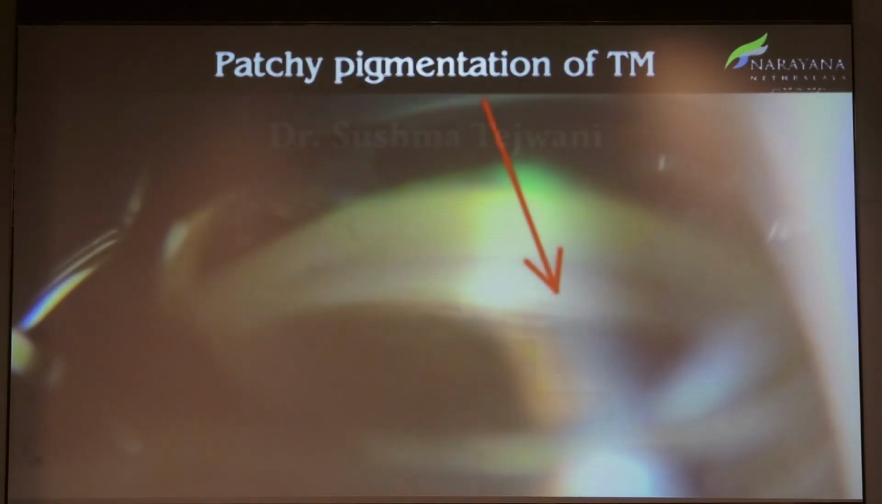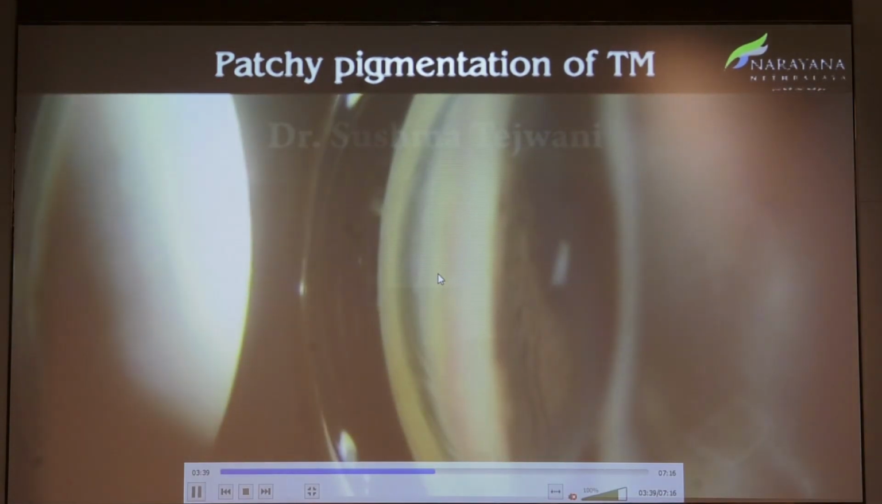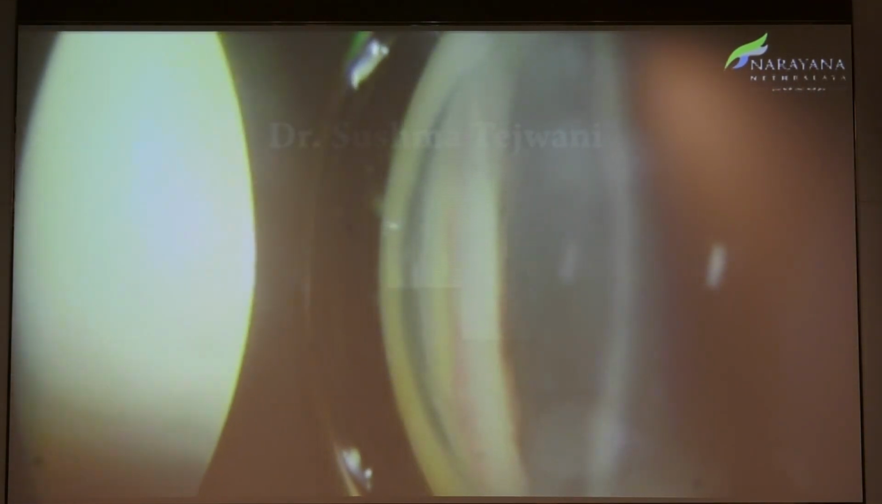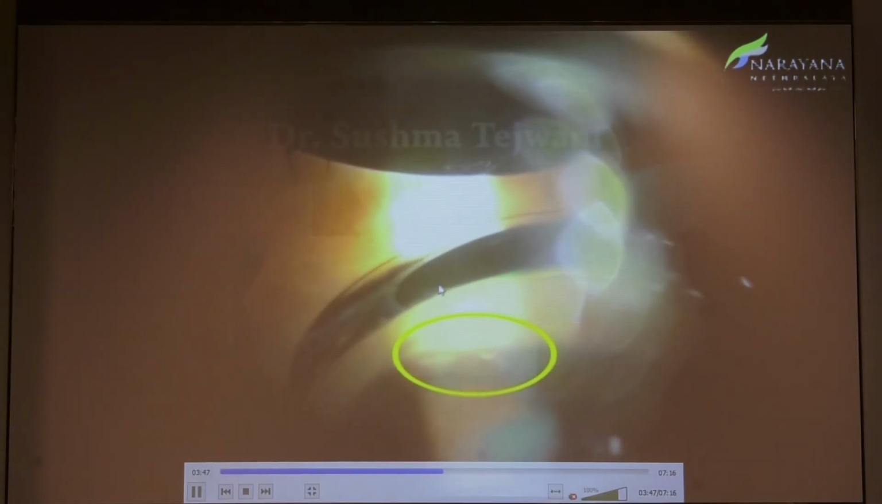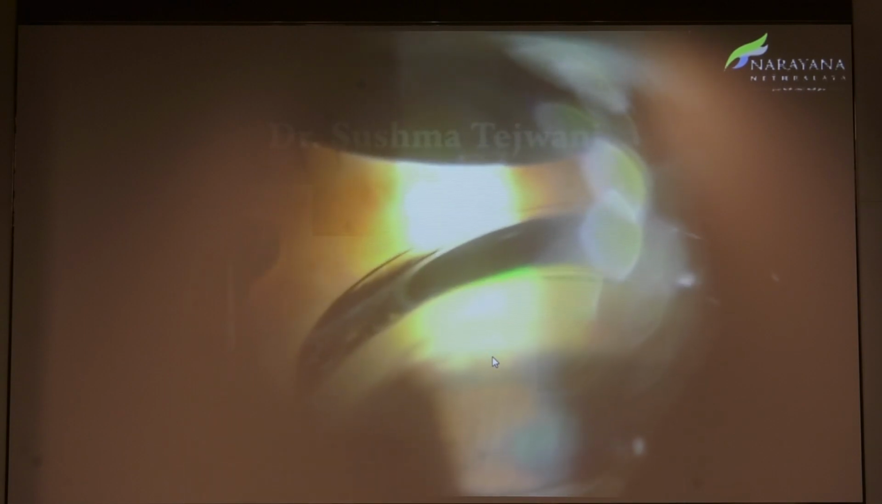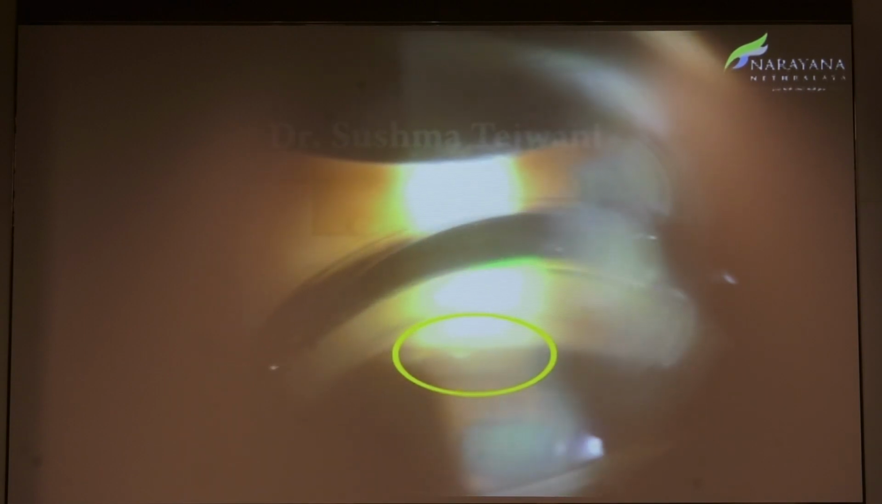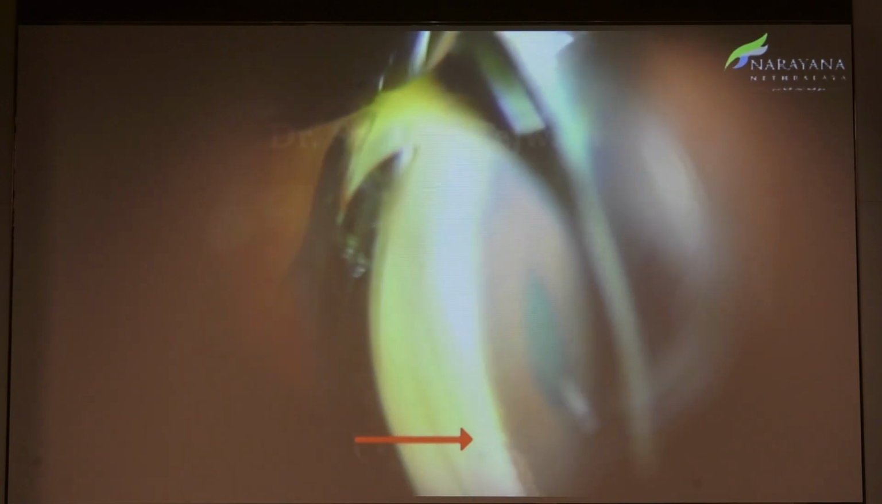So this is one of the PACS. You can see the patchy pigmentation of the trabecular meshwork. That is another sign of prior occlusion, which indicates that the patient would require intervention. These are the goniosynechiae you can see in the inferior angle, suggestive of angle closure, primary angle closure or glaucoma.